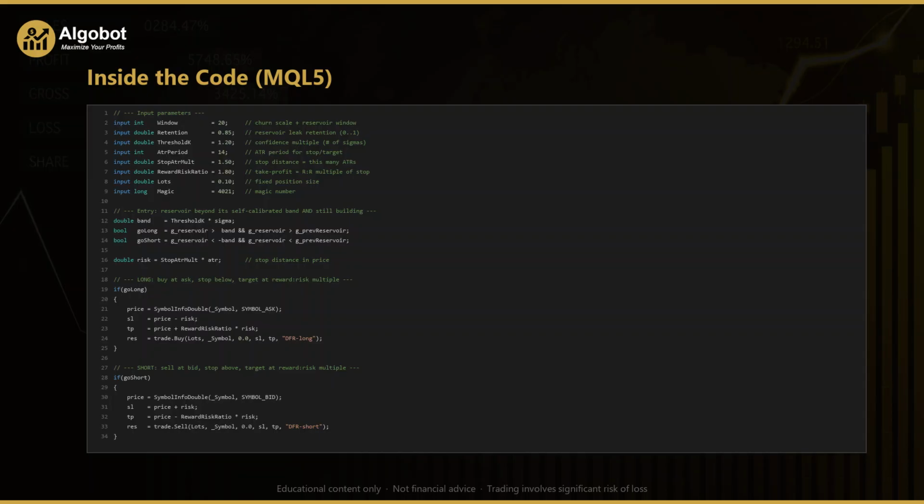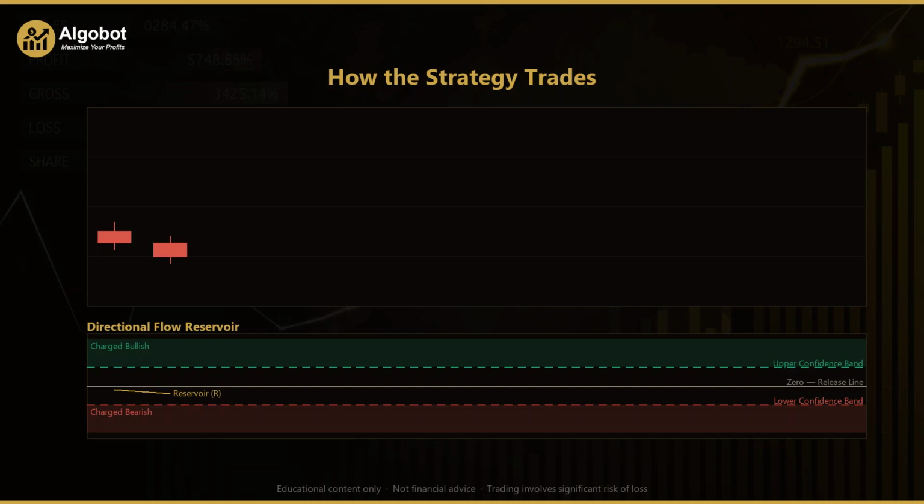and calls trade.sell. Notice how both sides are perfectly symmetric. The only differences are the direction of the comparison and which way the stop and target are placed. Everything else, the sizing, the risk model, the reward ratio, is identical for longs and shorts. This is educational commentary on the code, and not a recommendation to trade it. Now let's bring it all together on the chart.